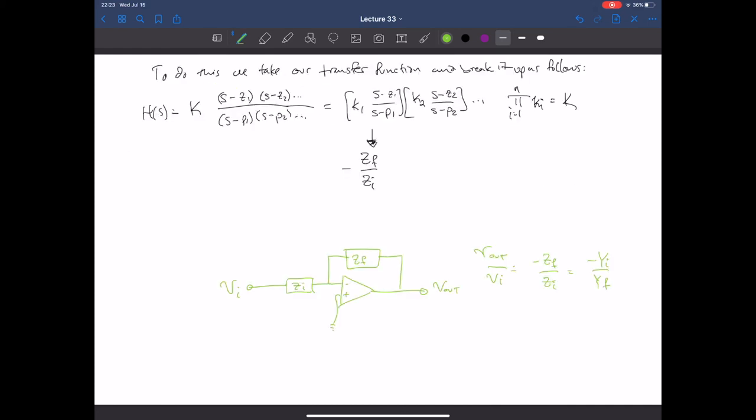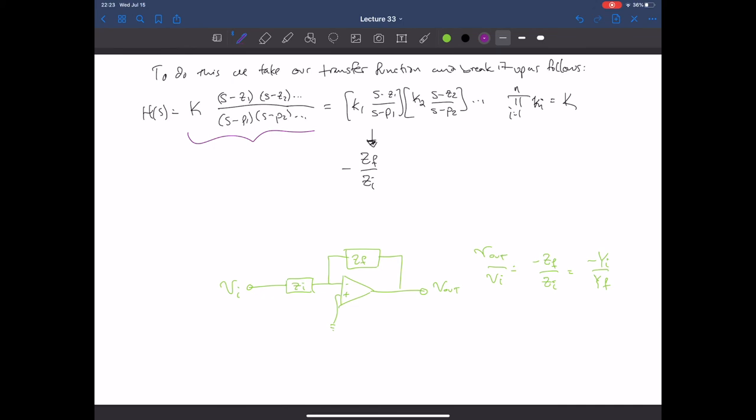Okay, so let's look back at our transfer function and see what we can do to make this a little bit easier on ourselves using op amps, if we even can, which, by the way, spoiler alert, we can. Here's our generalized transfer function. We've seen this for many weeks now. We have a bunch of poles over a bunch of zeros.